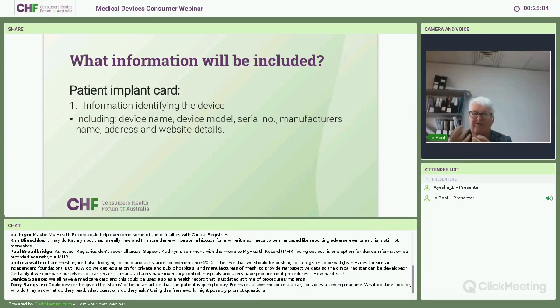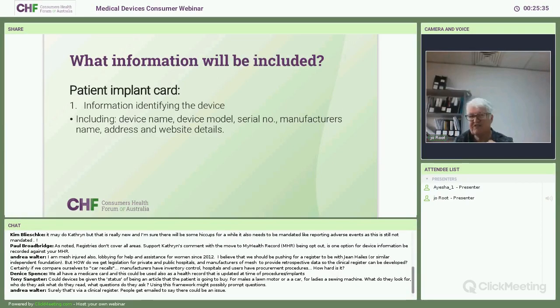I think if we can do that for airbags in cars, then we need to find a way to do that so that if a device is deemed to be faulty, if it's the device rather than the procedure that's put it in, then at least there should be some kind of follow-up. That's not part of the current patient implant card, but it's something that immediately comes up as a question when you look at patient implant cards. Well, how do we trace them? How do we know who's got what?